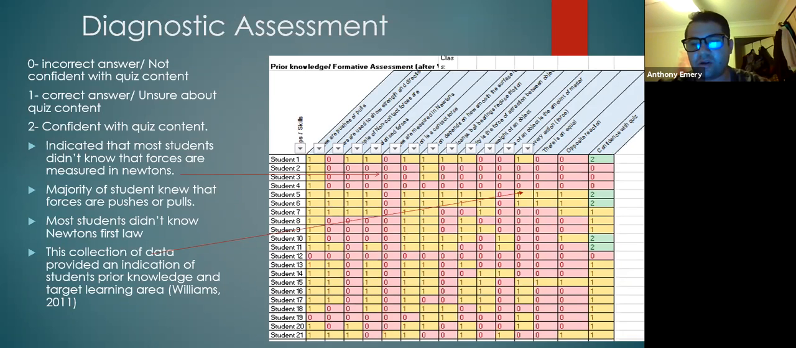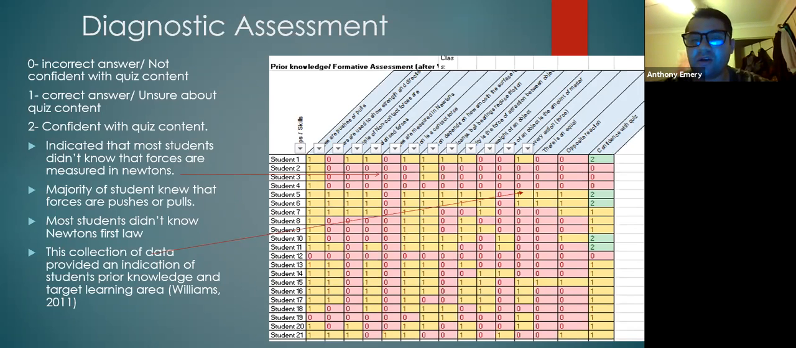So I used this knowledge during the unit to establish a starting point for students. So the target learning content would be around Newton's first law to start off the unit. Throughout the unit, I used different learning experiences. They used a lot of practical experiments to get an understanding of how forces worked.